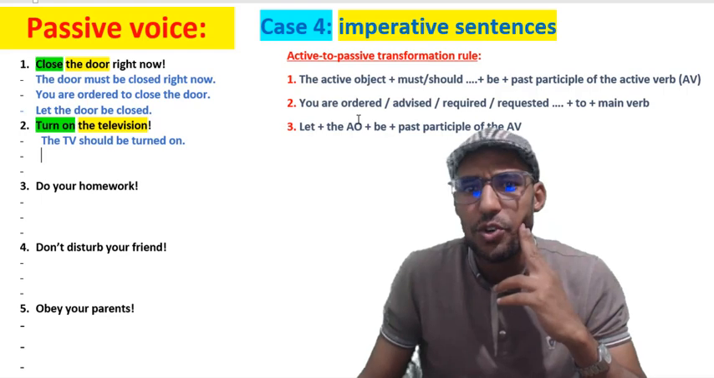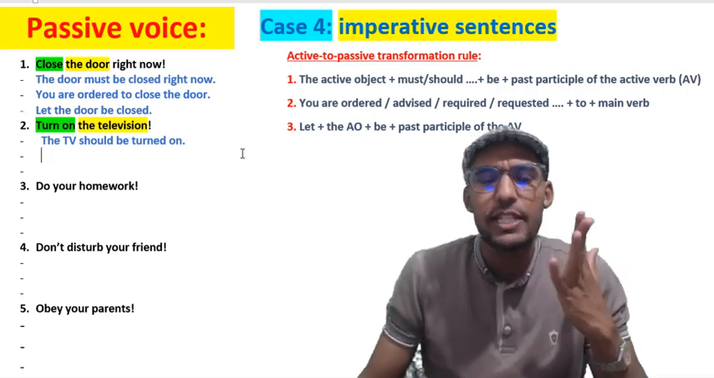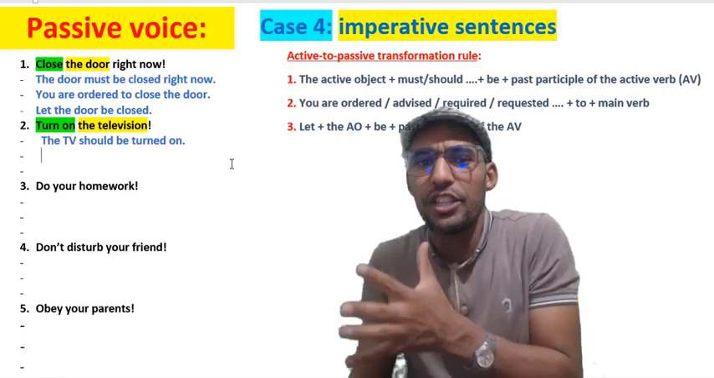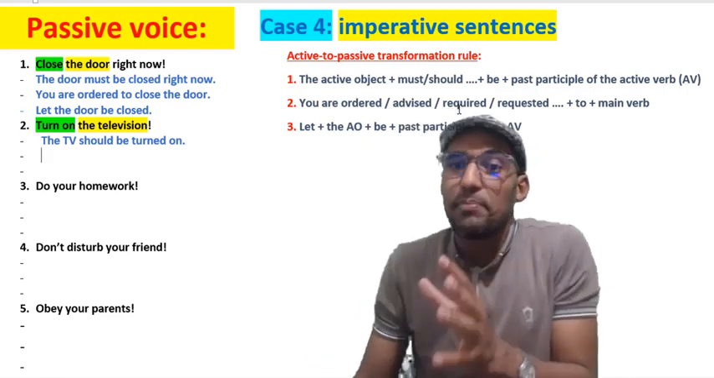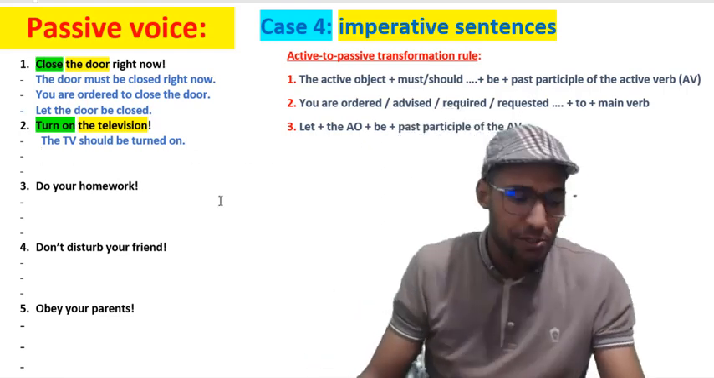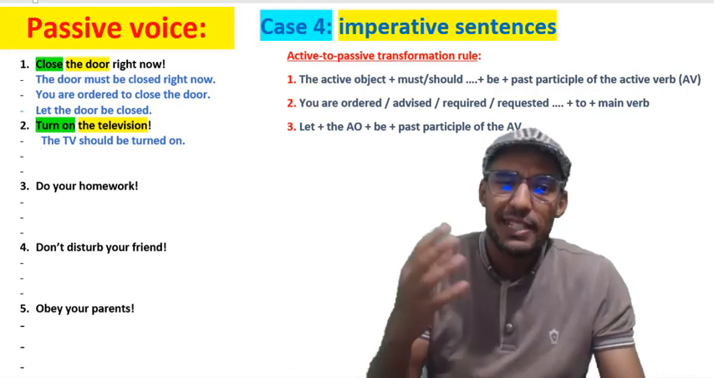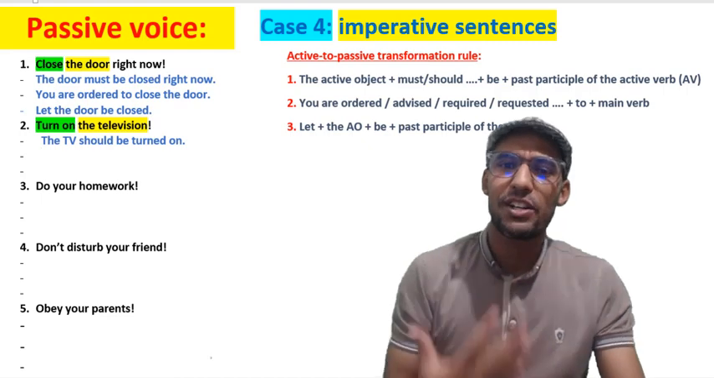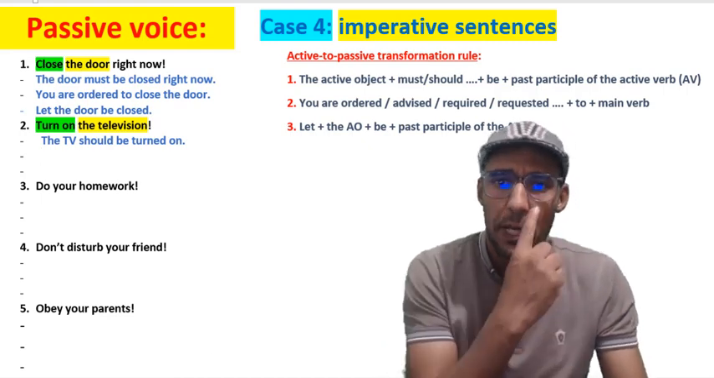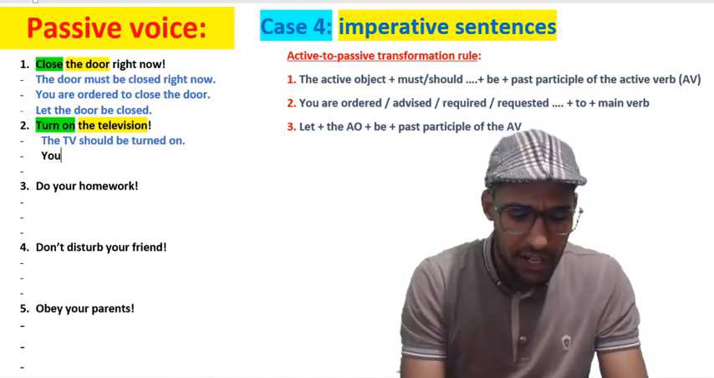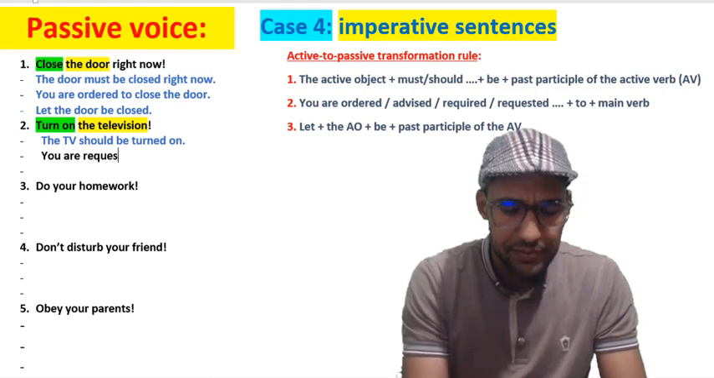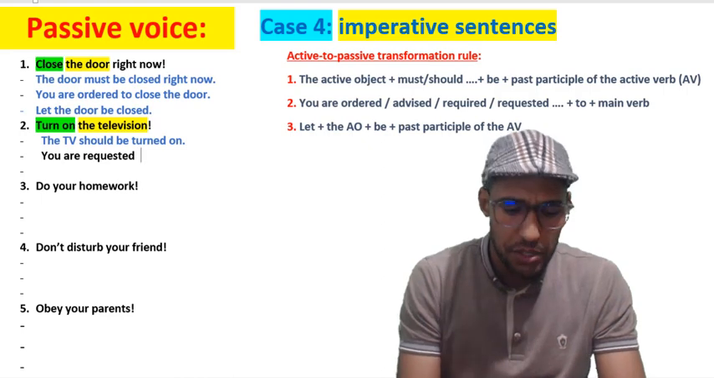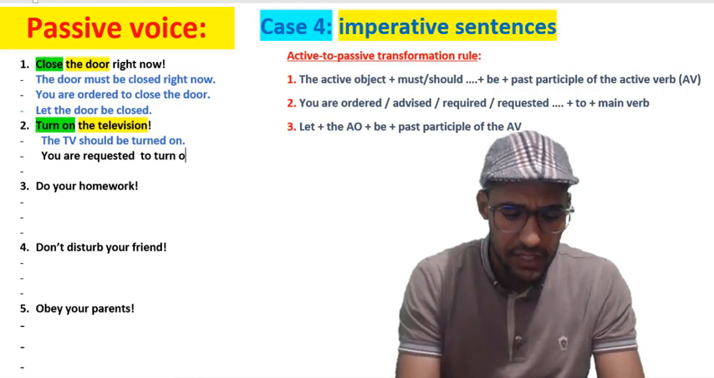Another way, number 2, you are ordered. If it's an order, we can say you are ordered to turn on the TV, right? But I prefer to use request here just to vary the expression, especially since turning on the television doesn't require that kind of order. So let's use here you are requested. You are requested to turn on the TV.